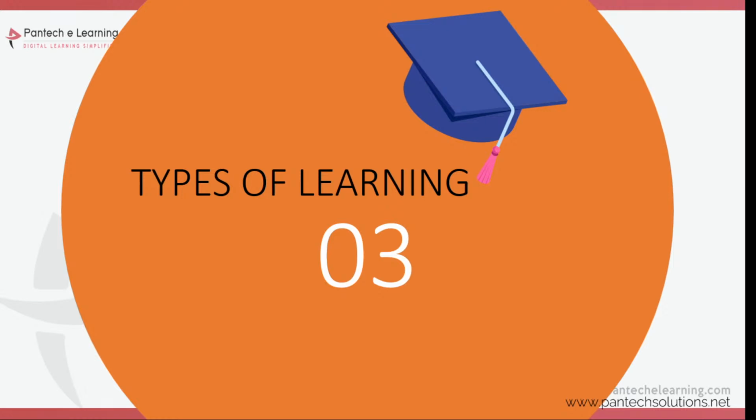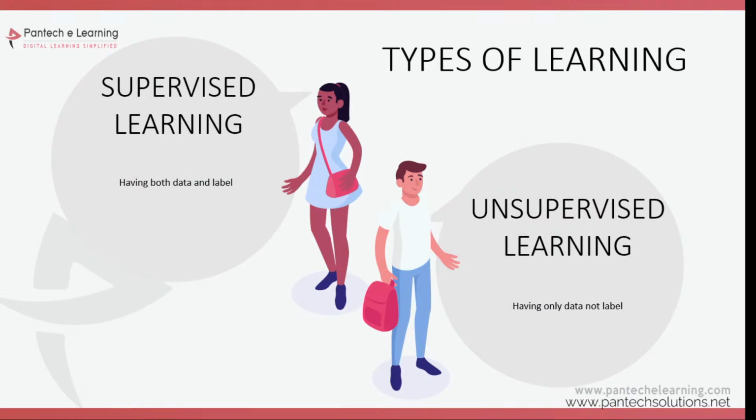What are these supervised, unsupervised, reinforcement? Let us know in detail. Supervised deals with a set of labeled data, where we have both the data as well as the labels. It means the output is already known, okay? Whereas in unsupervised, we only have data that is not labeled. I'll tell you in detail.